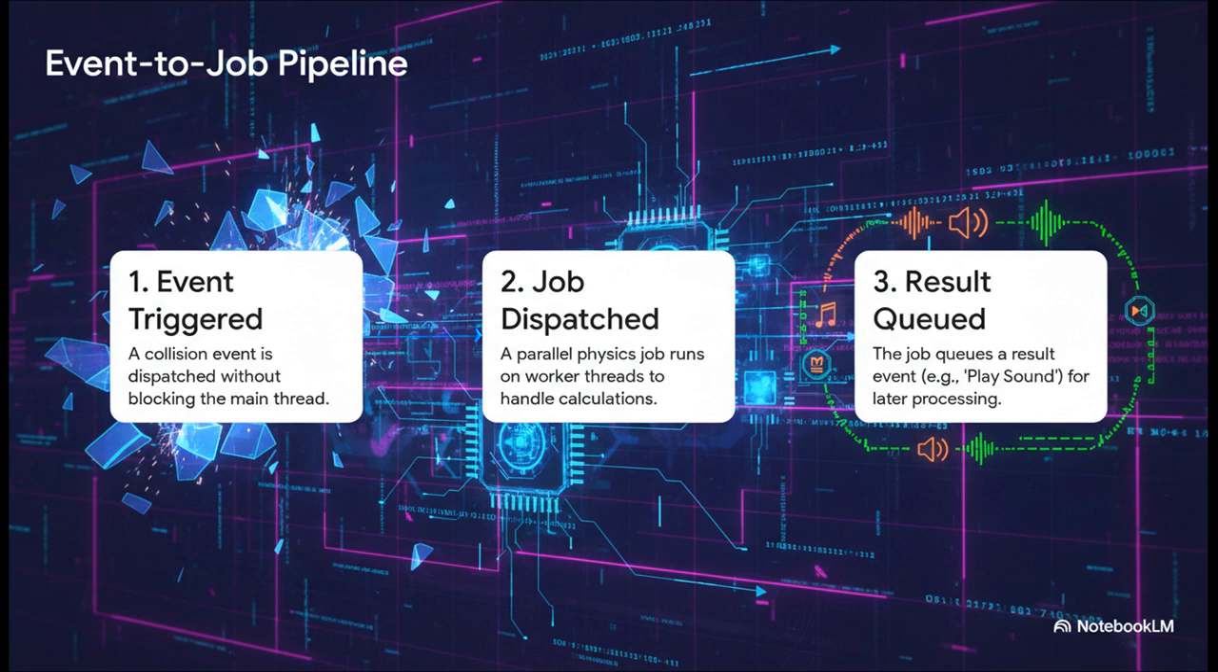Say a simple event happens, like a collision. This doesn't stop the game. Instead, it just dispatches a parallel job to some worker threads to handle all the heavy physics math. Once that job is done, it doesn't interrupt anything either. It simply queues up a new result event, like play a sound, which the main system will pick up and process in a future frame. It's a gorgeous, elegant flow that keeps the entire engine feeling responsive.